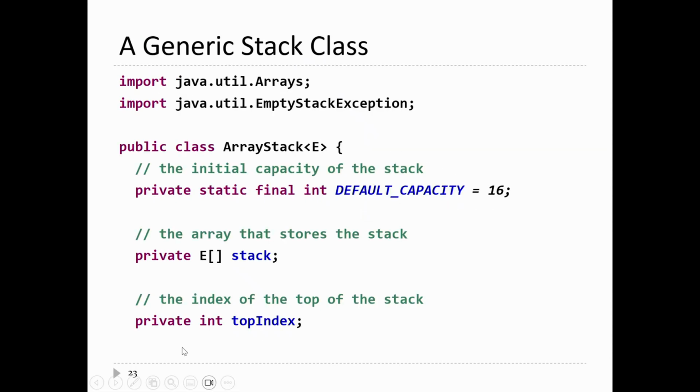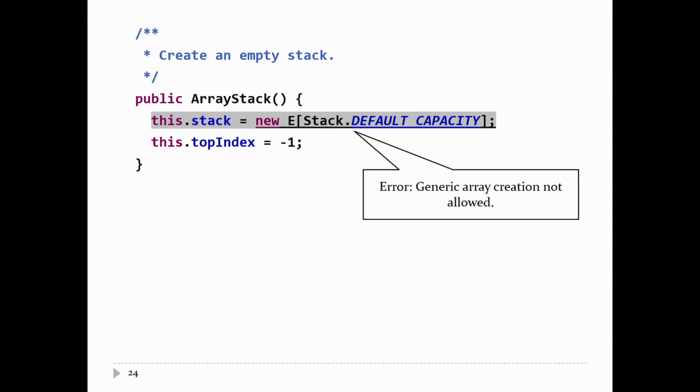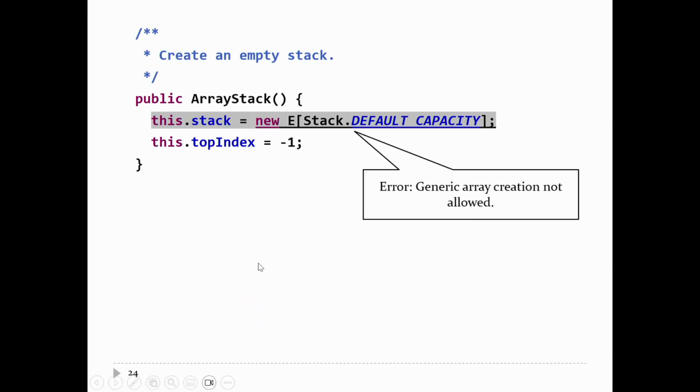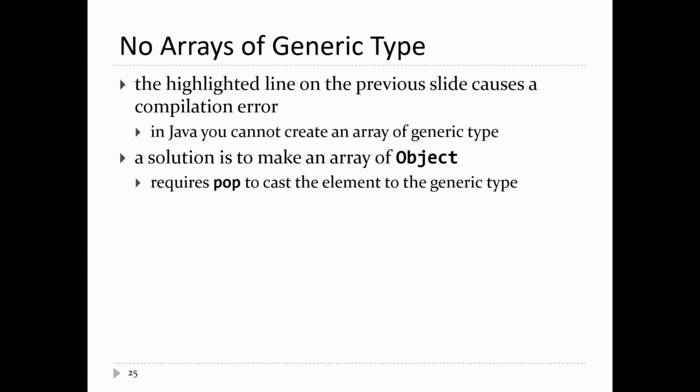Now, the problem is, you can write this line here, that's fine. But as soon as you try to make a new array of type E, the compiler will flag that as an error. In our constructor, we have to initialize our field stack, so we need to make an array. As soon as you write new and then some generic type name in here, that causes a compilation error. The compiler will tell you generic array creation is not allowed, which seems inconvenient. So in Java, you're not allowed to create an array of generic type.